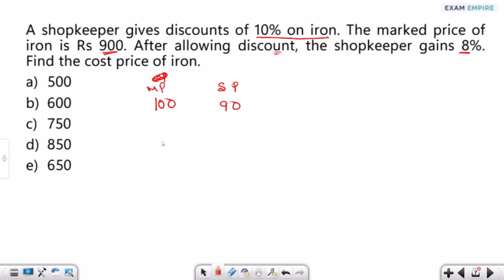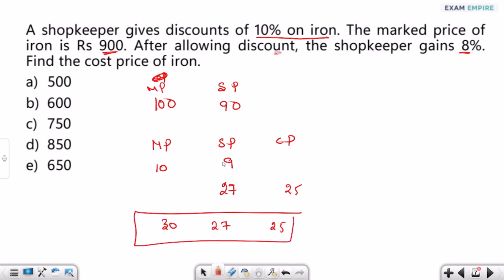So what we will do is consider the marked price, selling price and cost price. 10, 9, and what is the gain? It is 8%, so 27 and 25. What will be the ratio of marked price, selling price and cost price? The ratio will be 30, 27 and 25. And they clearly mentioned the marked price is 900. That is, 30 parts is 900.